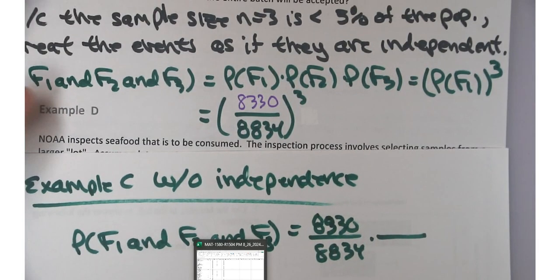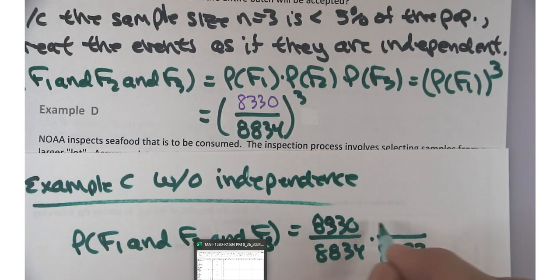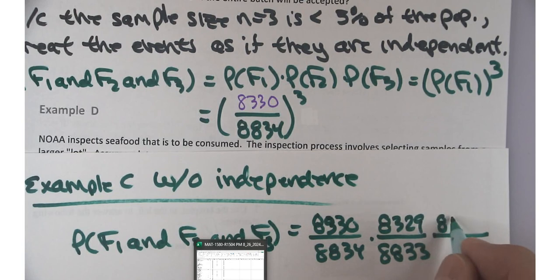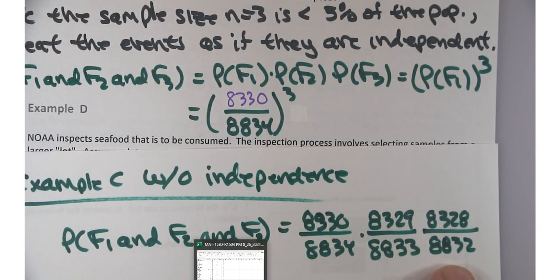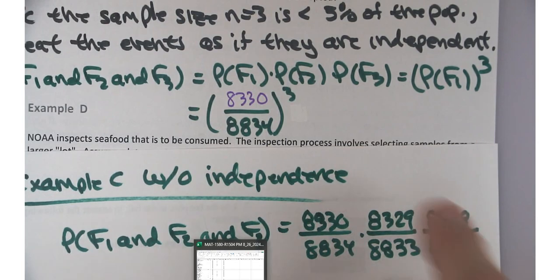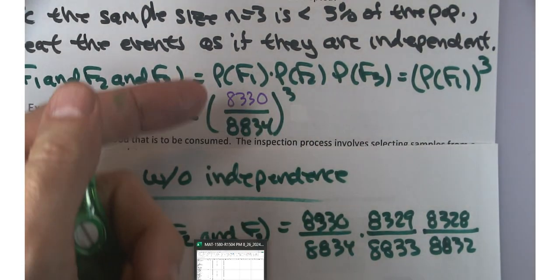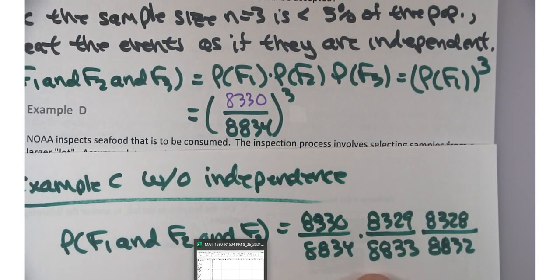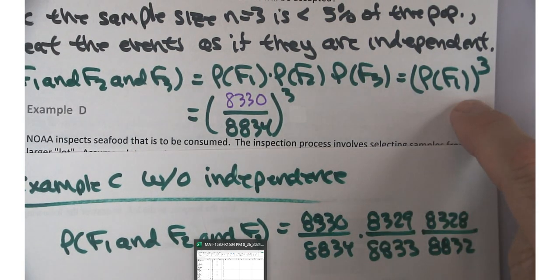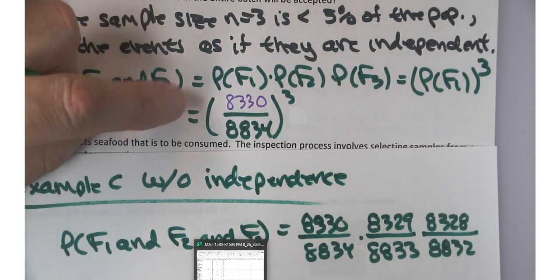But after you draw that first one, how many are left in the whole experiment? 8,833. And of those, 8,329 of them are working. And then you draw the second one, 8,328 over 8,832. Is that probability going to be very different than this one? No. So the author says, you know what? In this case, it's good enough to do this. This is the calculation with dependence. This is the calculation with independence. This is what your book's typically going to assume.